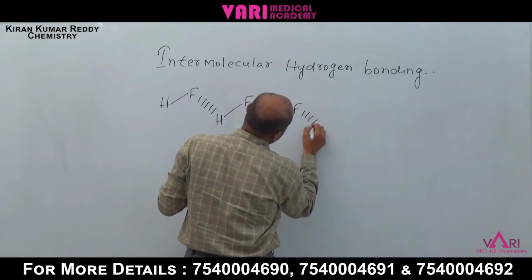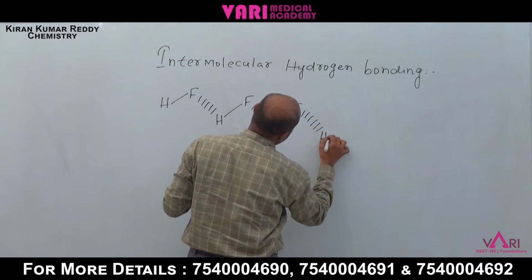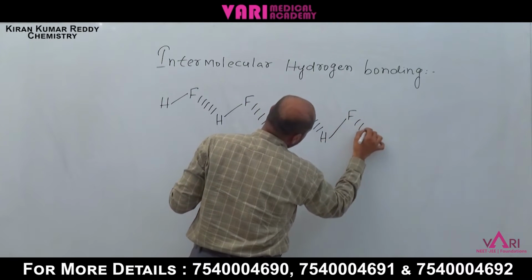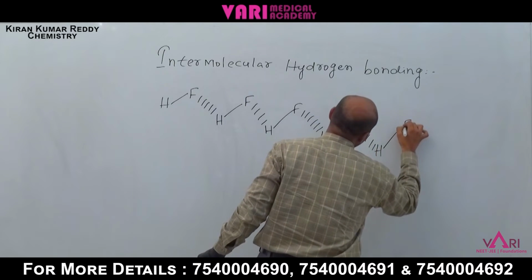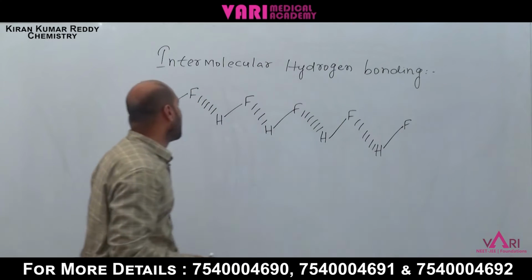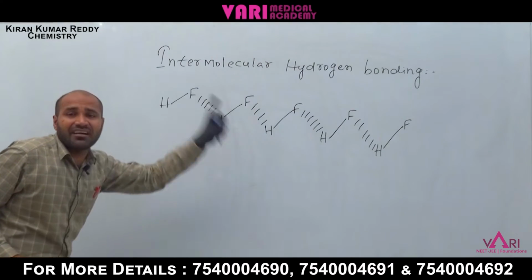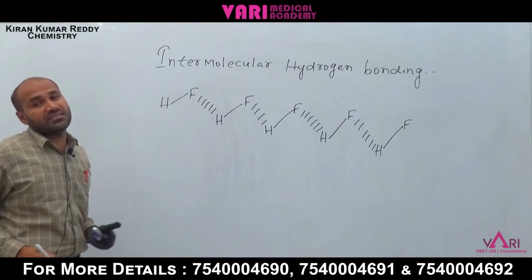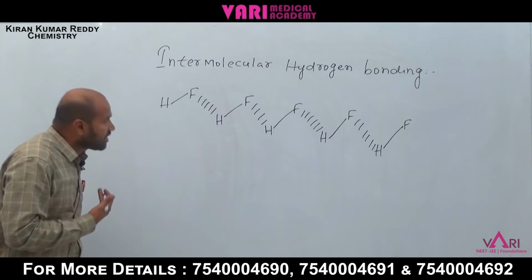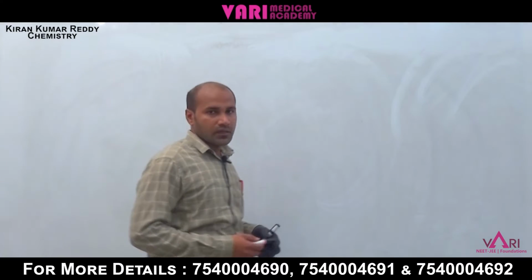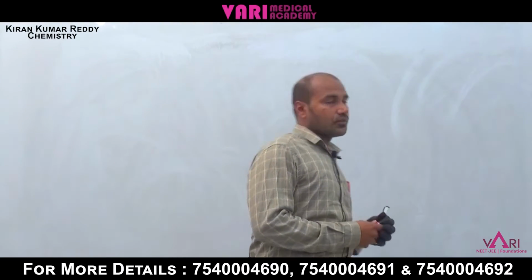Here also again hydrogen and F. Here also electron rich heteroatom, electron deficient hydrogen atom. In HF the strongest hydrogen bonding is present, when we compare NH3, H2O and HF. Next, intermolecular hydrogen bonding, another example is water.